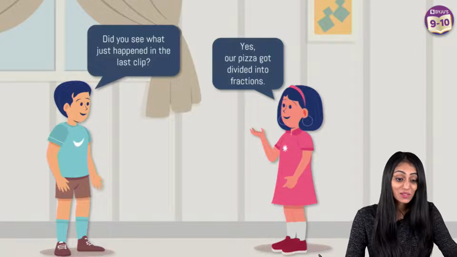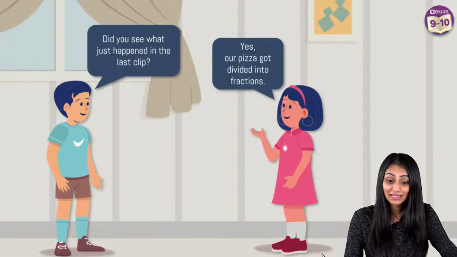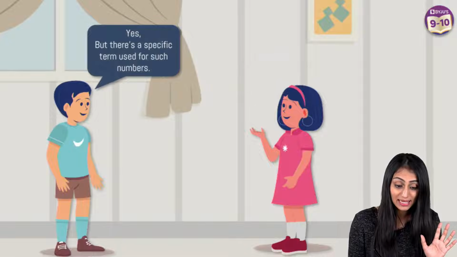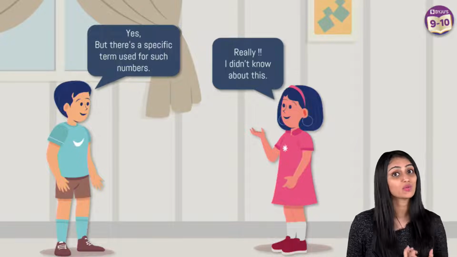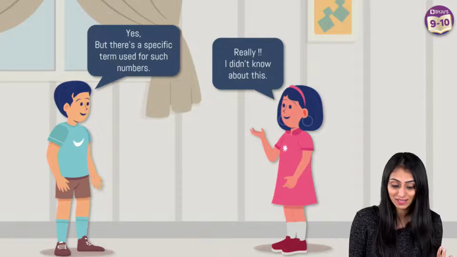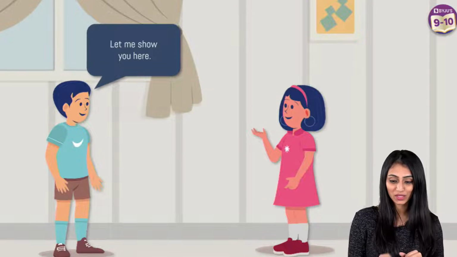So the boy is saying, did you see what just happened in the clip? Simran says, yes, our pizza got divided into fractions. So we are all aware of this term fractions, right? But he says, yes, but there is a specific term that we use for such numbers. Simran doesn't know it. She says, I don't know this, so what is it called actually? He says, let me show you.